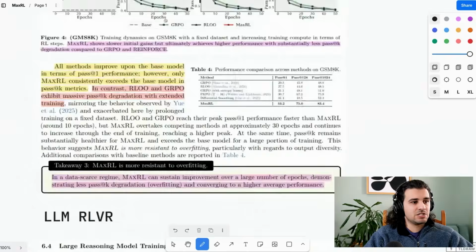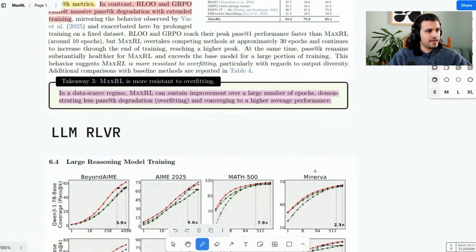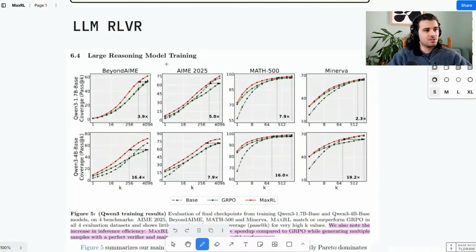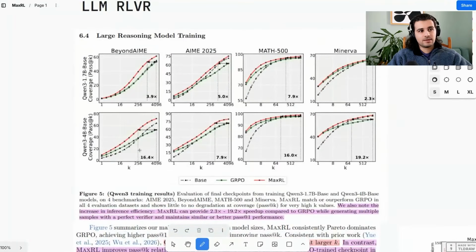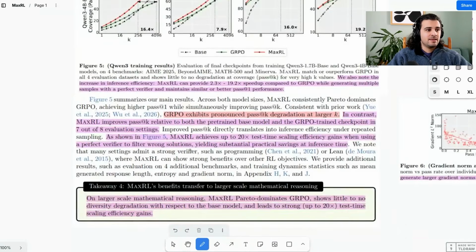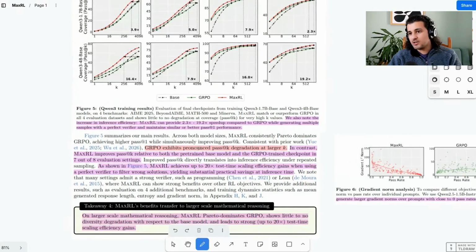So even in a data scarce regime, MaxRL can sustain improvement over a large number of epochs, demonstrating less pass at k degradation and overfitting, converging to a higher average performance. So that's that. And then in the LLM RLVR situation with Qwen 3 with the 7B and the 4B version, you see the same story as before. It looked like the distilled version in this other paper. On a larger scale mathematical reasoning, MaxRL Pareto dominates grpo, shows little to no diversity degradation with respect to the base model, and leads to up to 20% stronger test time scaling efficiency gain. It's the thing to do.